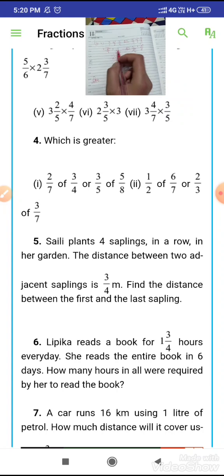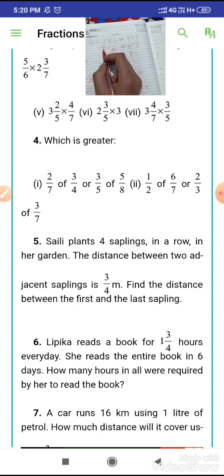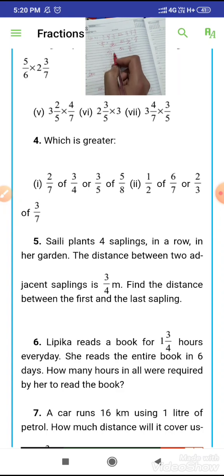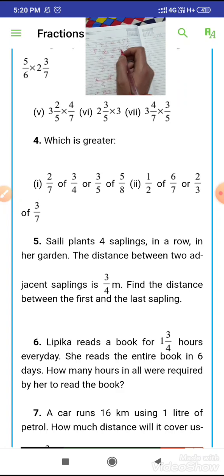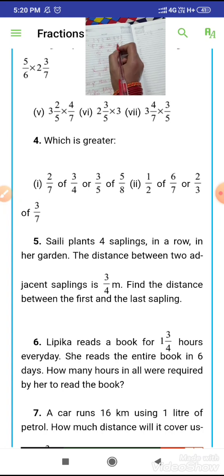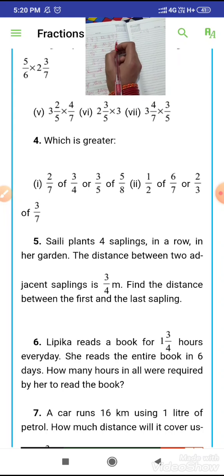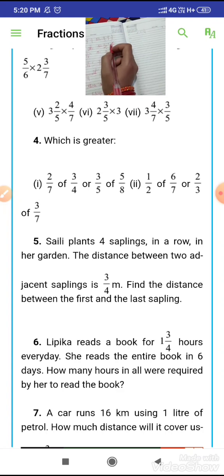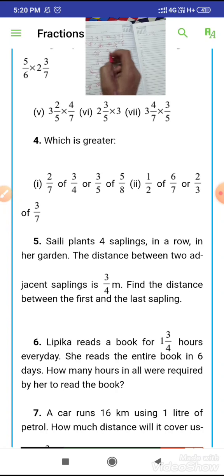So 2 ones are 2 and 2 twos are 4. Now multiply 3 by 1 and 7 by 2. So we have 3 upon 14 as our fraction. In the left side of this, here we have 5 and 5, and both the 5s can cancel out. So we have 3 ones are 3 and 8 ones are 8.